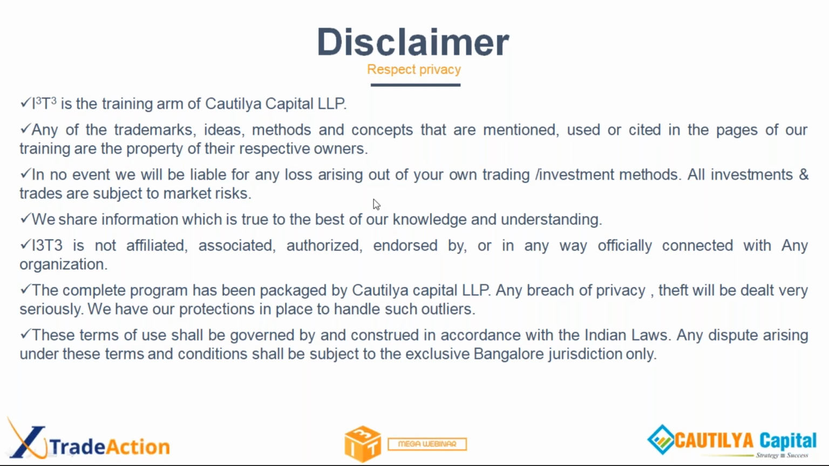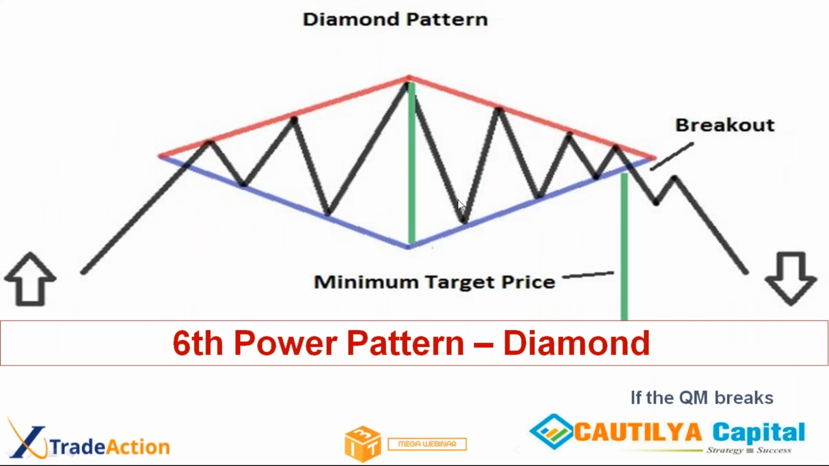Okay, so let's move on with the diamond pattern. Have you guys seen this pattern anywhere before? Okay. So the diamond pattern is a pattern which generally forms whenever a QM fails. Okay. So there are two things with respect to the diamond pattern. There is a pattern called diamond pattern.